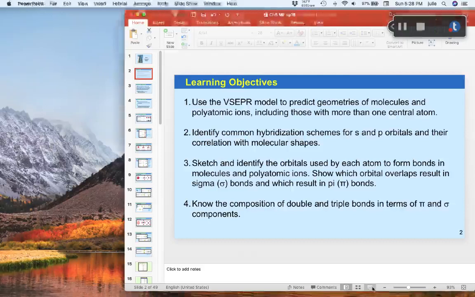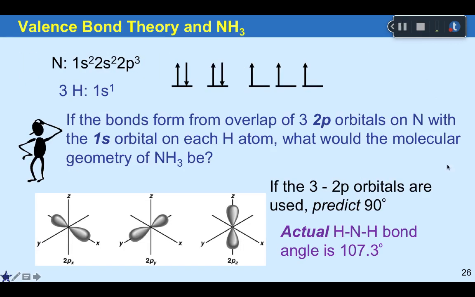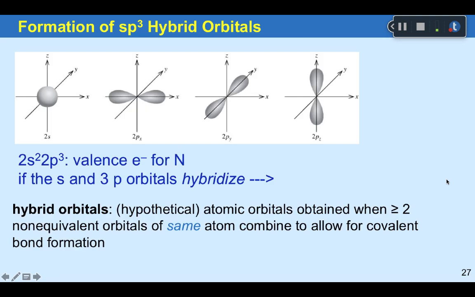To continue our discussions for this chapter, we need to figure out how this hybridization thing works using s and p orbitals and how that gives us specific molecular shapes. So if you only used 2p orbitals, you predict a bond angle that's not actually occurring, so we have to have a different explanation for how that works. What we do is describe this in terms of hybridization of orbitals.